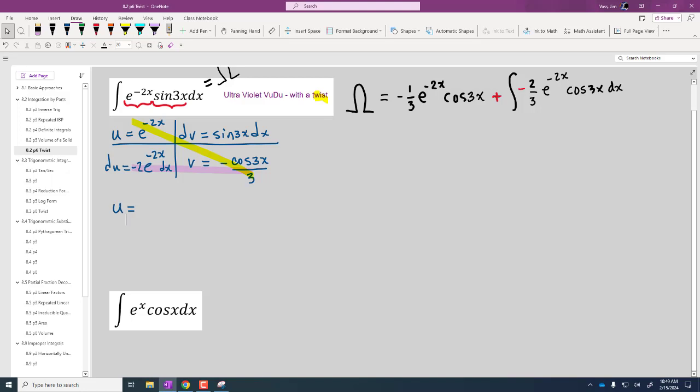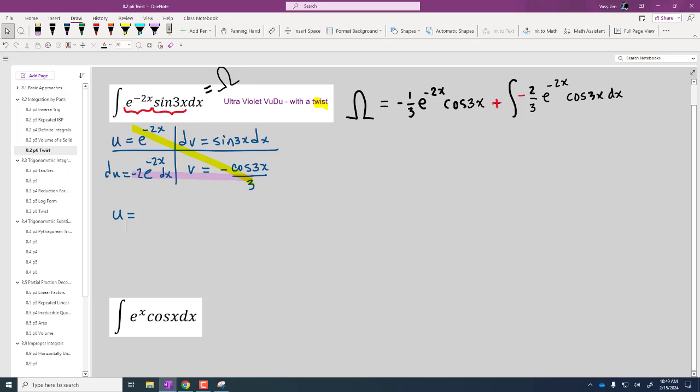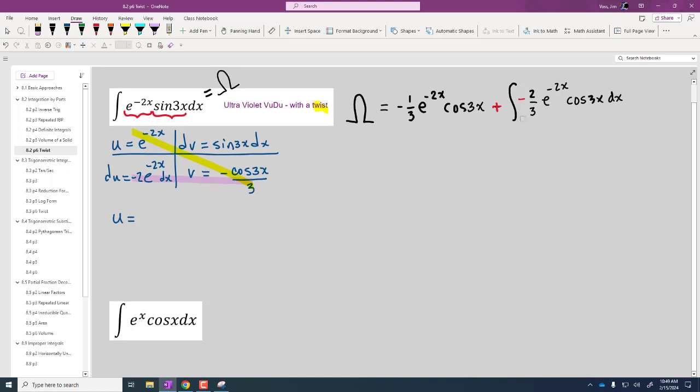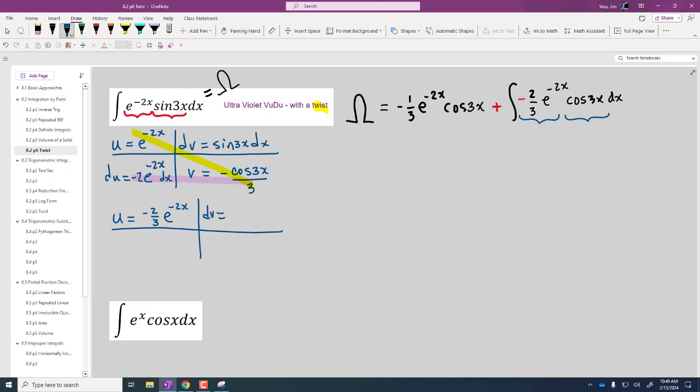So I'm going to choose this whole thing right here as the... come on, stay blue. We have these two functions. I'm going to put the negative 2/3 e to the negative 2x with the u. And then for dv, we're going to pick the trig function. So there's our setup.